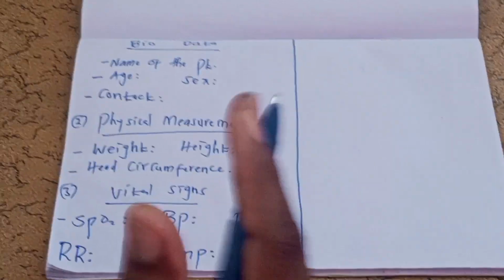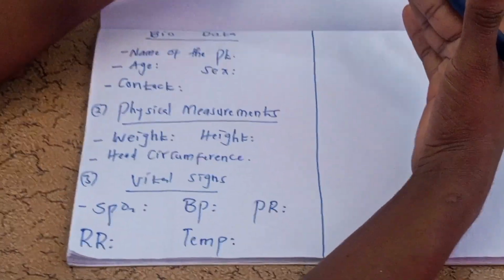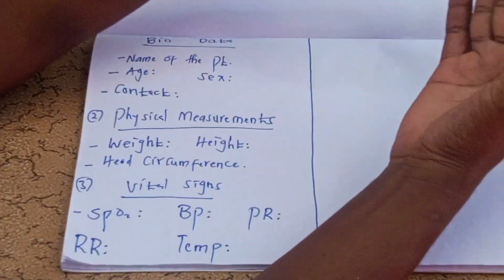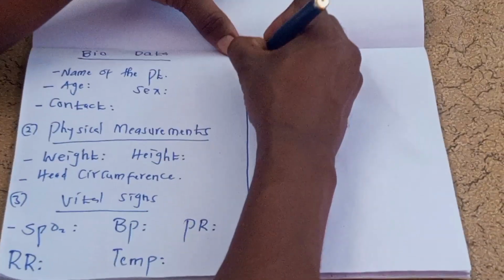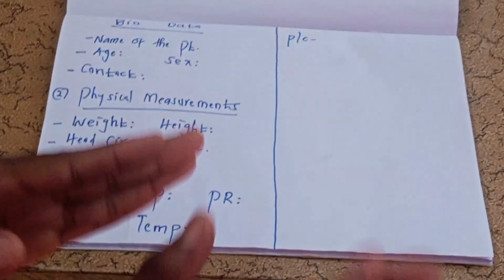After recording the vital signs, you start by doing the history taking. That is, you need to ask the complaint of the patient, which is the presenting complaint.